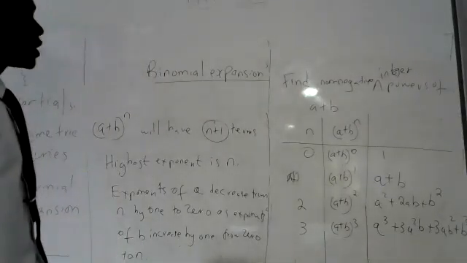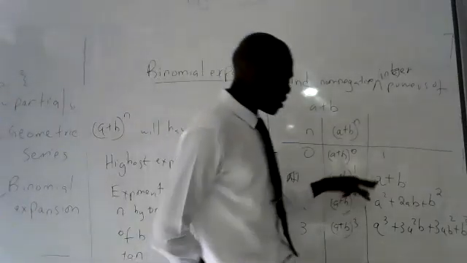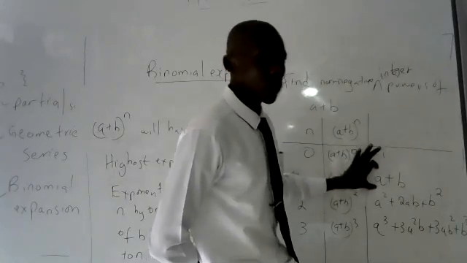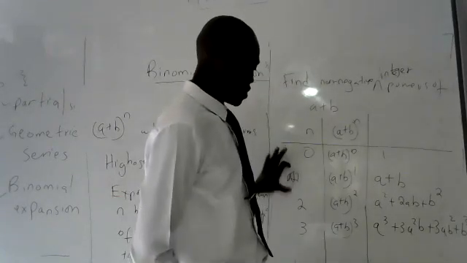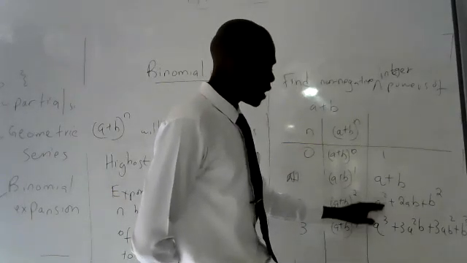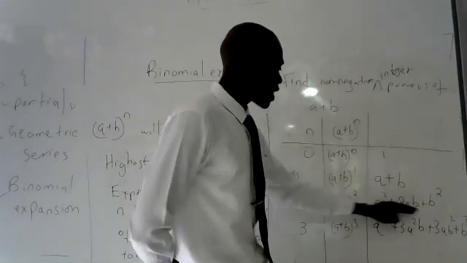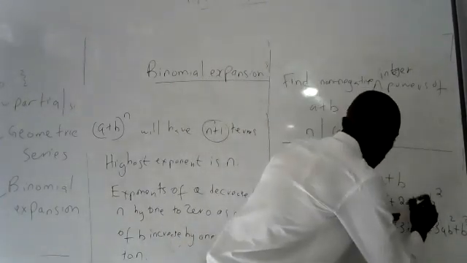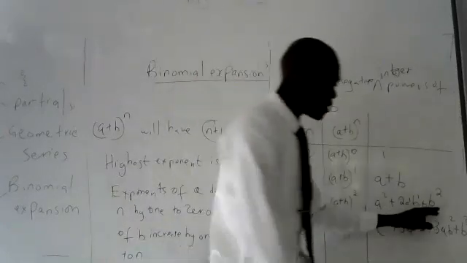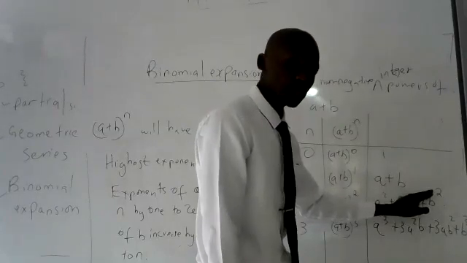Again, at each and every stage, every term, the sum of the exponents should be n. So here, there's an a power 1 and a b power 0 for this first term. 0 plus 1 is 1, and 1 is the power. If you go to the case of 2, in the first term, there's an a power 2 and a b power 0. 2 plus 0 is 2. In the second term here, there's an a power 1 and b power 1. 1 plus 1 gives you 2. In the last term, there's a b squared and a power 0. 0 plus 2 gives you 2.